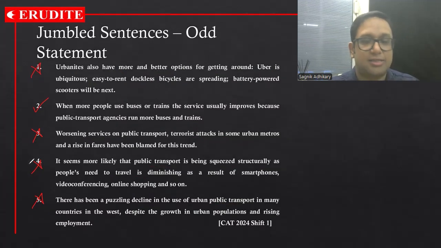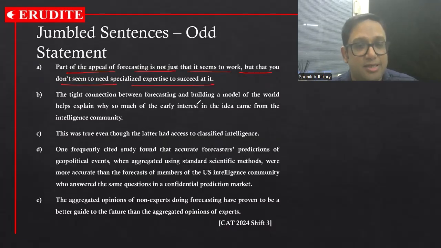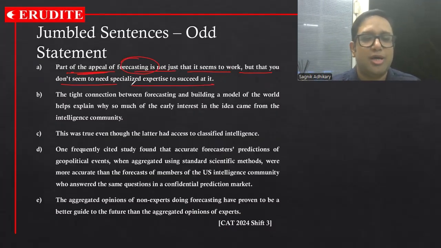Now let us look at a slightly more challenging question. This question is from the third shift of CAT 2024. It says here, "Part of the appeal of forecasting is not just that it seems to work, but that you don't seem to need specialized expertise to succeed at it." The subject is forecasting. It talks about an appeal of forecasting, and that is that it seems to work, and that you don't need specialized expertise to succeed at it.